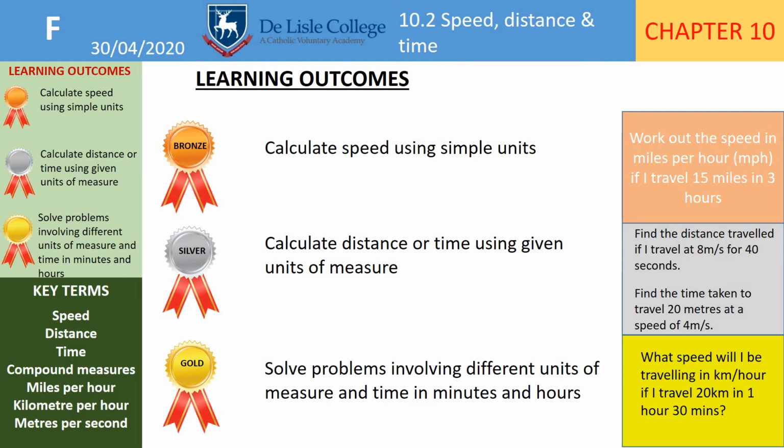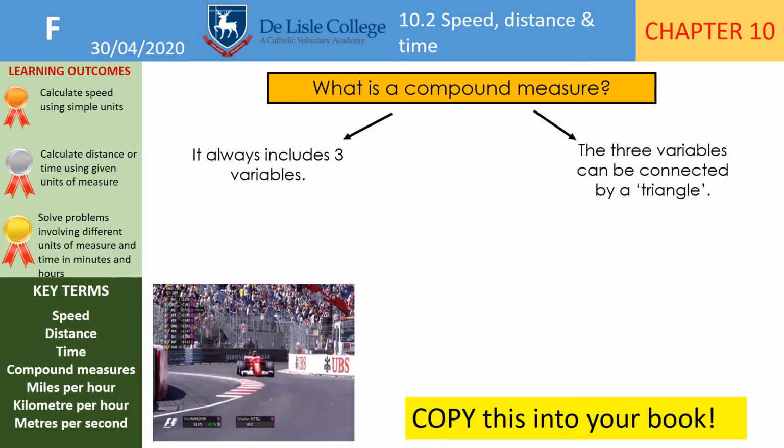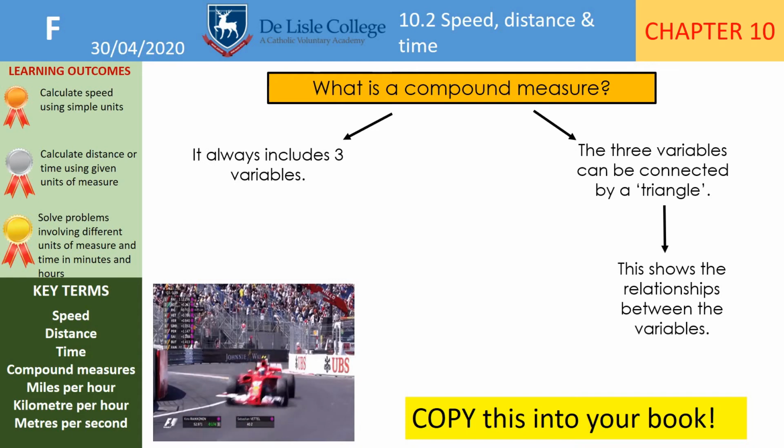Okay, so moving forward. What's a compound measure? I would copy this slide into your book once we've finished this, not during the video, but afterwards. A compound measure involves at least 3 variables. The 3 variables can always be connected by a triangle, and you may well have seen this in science. This shows the relationship between the variables.